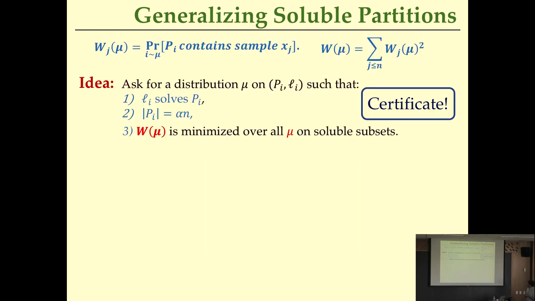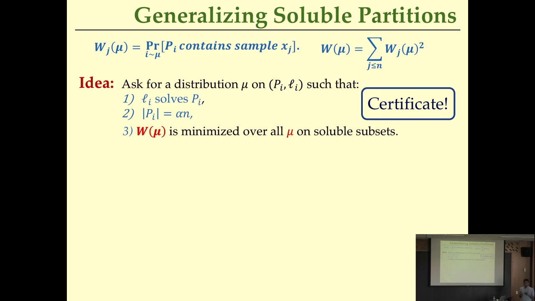Good. So now we have a more general notion of a certificate. We don't ask for a soluble partition. We ask for a distribution on soluble subsets. Each of them must be satisfied by some linear function L sub i. So 1 and 2 are kind of obvious. The third is the non-trivial one, which is trying to replace the partition constraint: I'm going to look for a mu that minimizes W of mu. So it's like, find me a mu which is as spread out as possible. Maybe a partition doesn't exist, but just do your best.